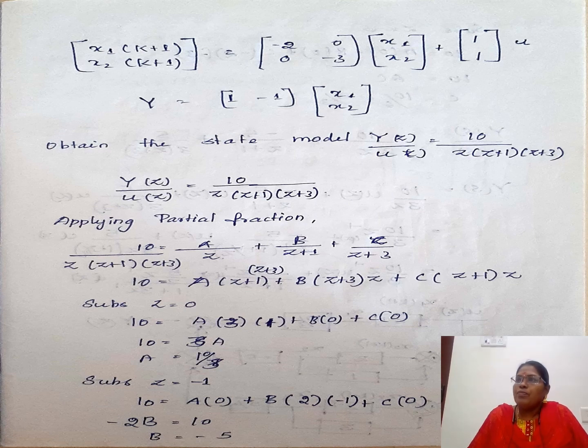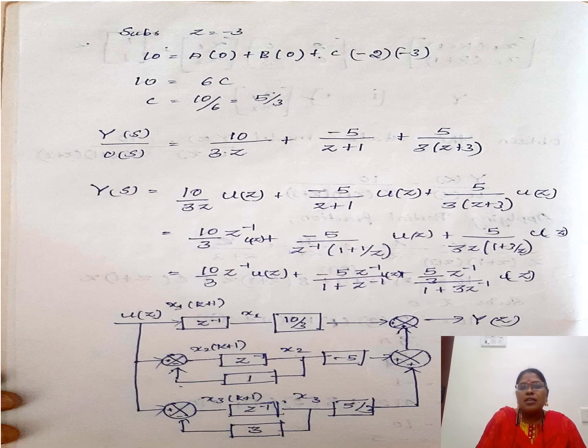Similarly, you have to do the problem by using this 10 by z into z plus 1, z plus 2. Apply a partial fraction. And from the partial fraction, you have to make it as a closed loop transfer function g by 1 plus gh. So after getting the transfer function, then draw the block diagram. And since you have three values, then you have three state variables and three first order equations. So you have to find x1 of k plus 1, x2 of k plus 1 and x3 of k plus 1, and state variables are x1, x2 and x3.